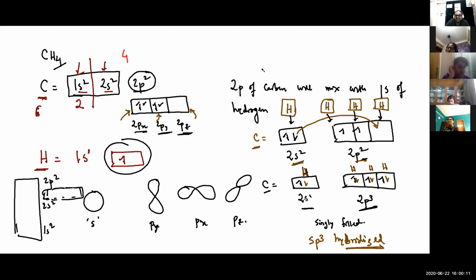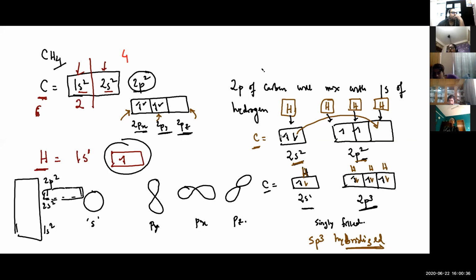This is the second shell, that's why it's 2. And sp3 means they're in this orbital. Did they show you in first year what hybridization is? Hybridization is mixing of orbitals, right? Mixing. And how many orbitals are being mixed here? 1 s orbital and 3 p orbitals are mixed together.